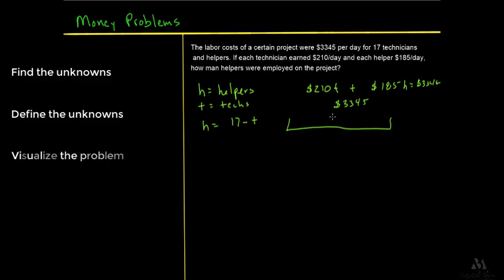And someplace in there, I'm going to have some amount where the technician, T, their pay, plus my helper's pay equals $33,450.